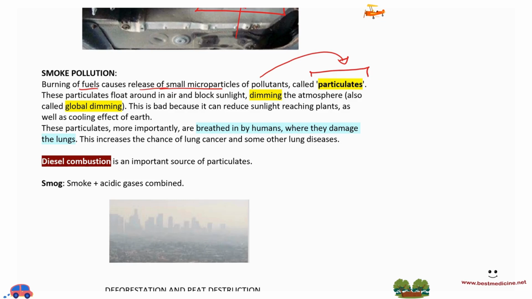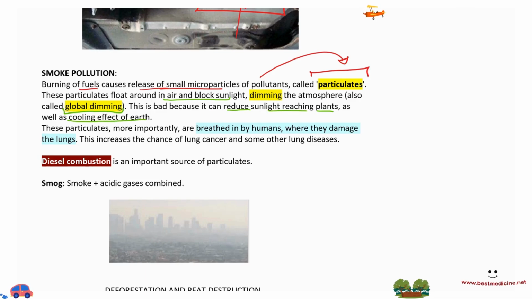A couple of things. Number one, they can block sunlight. When they block sunlight, we're not able to see well, and it dims the entire atmosphere. We also call it global dimming. This is bad because it can reduce sunlight reaching plants as well as the cooling effect on Earth.